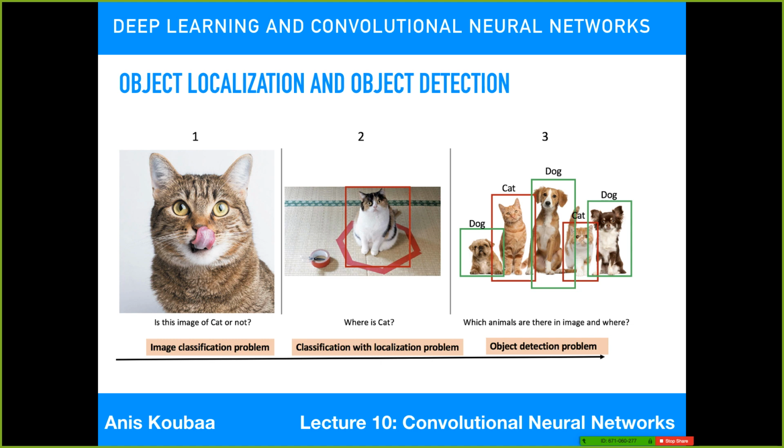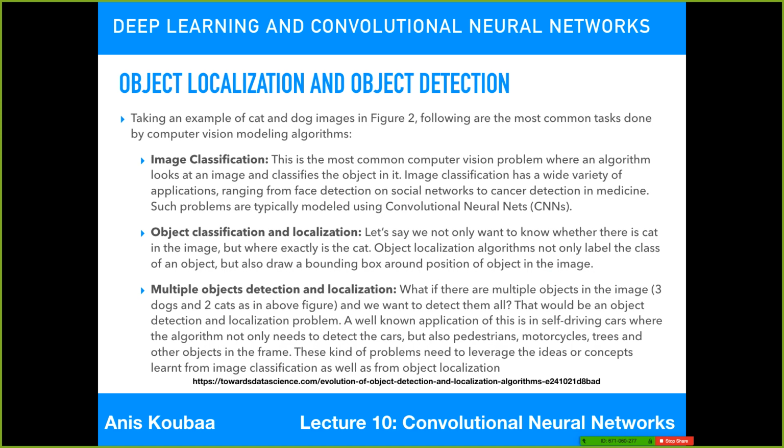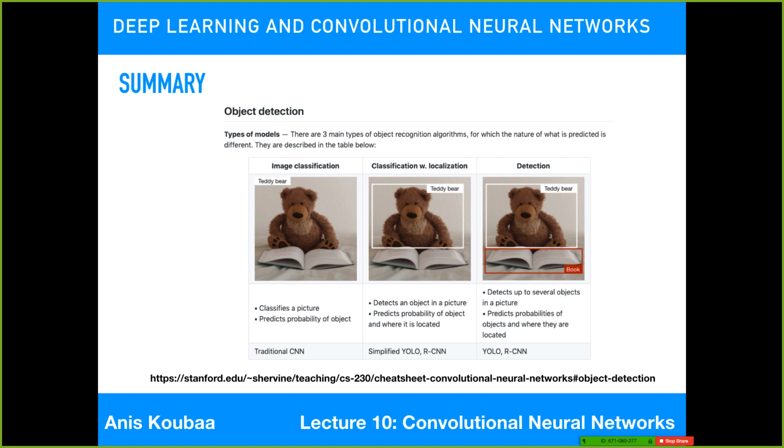Okay, so this is just another slide about the three different types: classification, classification with localization, and the object detection problem. And here you can find some more detailed definitions if you want. To summarize, image classification just classifies a picture, and here we predict only the probability of an object. What is the probability that this object is, for example, a teddy bear? The second case is classification and localization. We detect an object in the picture and we predict the probability of the object and also where it is located. And in detection, we detect all the different objects and where they are located.